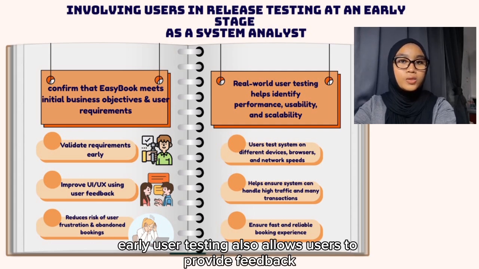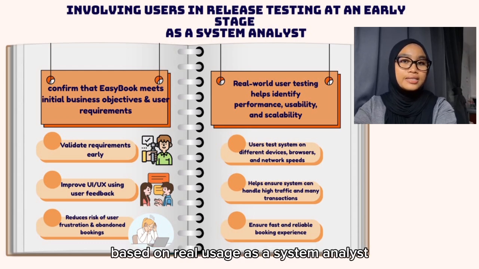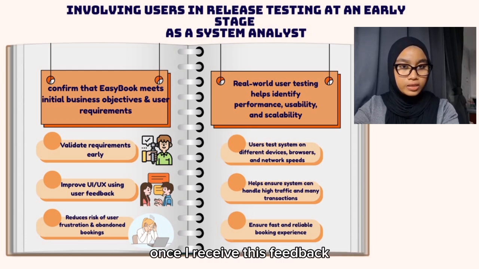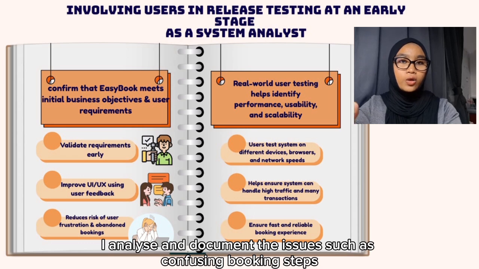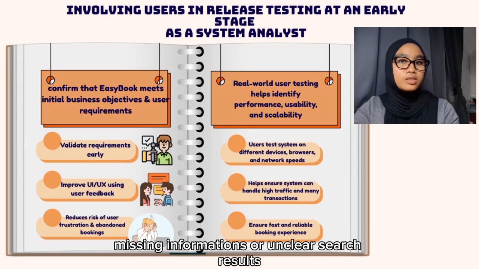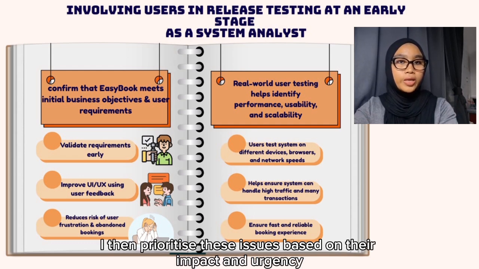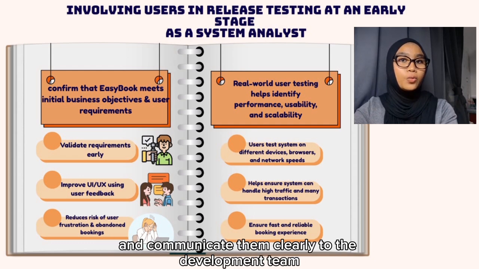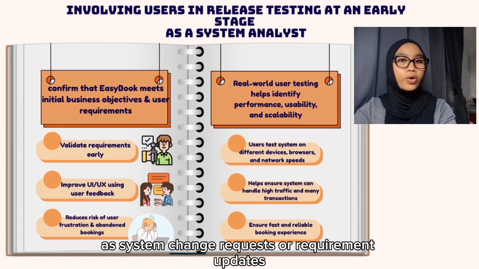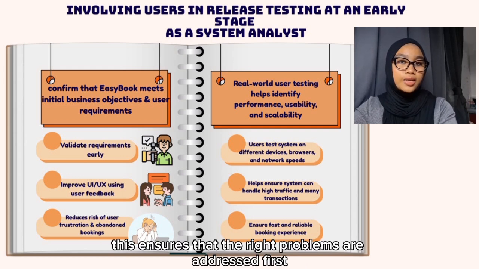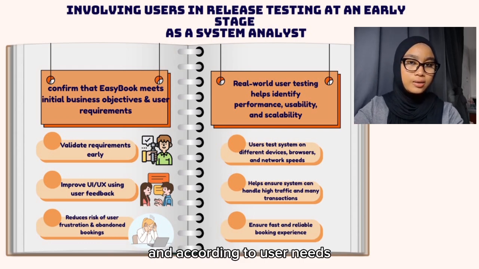Early user testing also allows users to provide feedback based on real usage. As a system analyst, once I receive this feedback, I analyze and document the issues such as confusing booking steps, missing information, or unclear search results. I then prioritize these issues based on their impact and urgency and communicate them clearly to the development team as system change requests or requirement updates. This ensures that the right problems are addressed first and according to user needs.